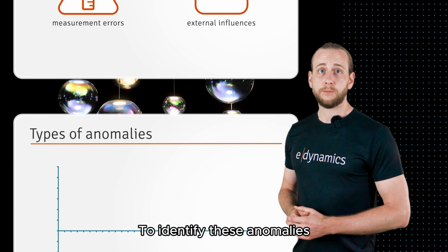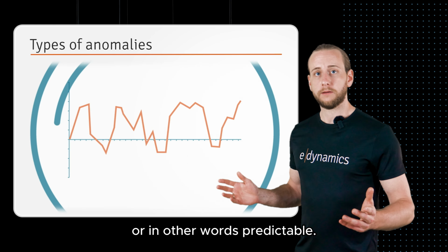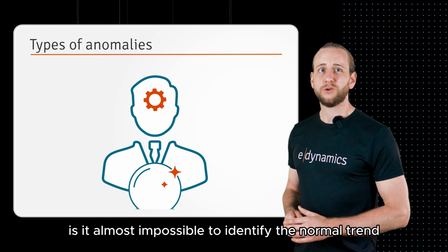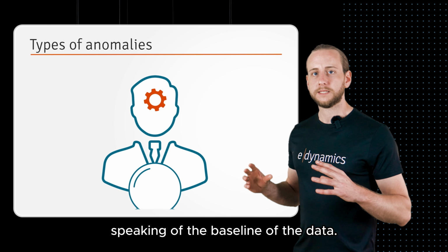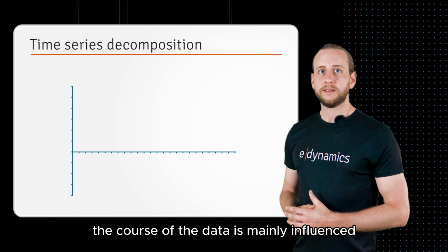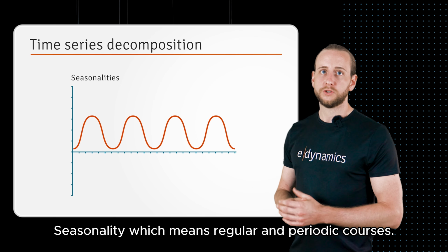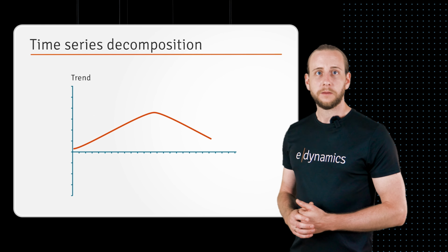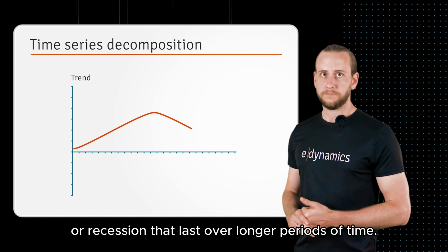To identify these anomalies, it must first be clear which data trends are normal, or in other words, predictable. Without extensive business knowledge, it is almost impossible to identify the normal trend. Speaking of the baseline of the data, we at eDynamics know that the course of the data is mainly influenced by the four following factors. Seasonality, which means regular and periodic courses. Trend, periods of growth or recession that last over longer periods of time.